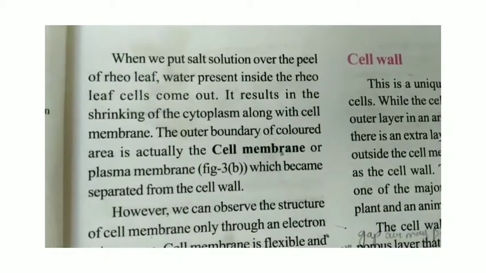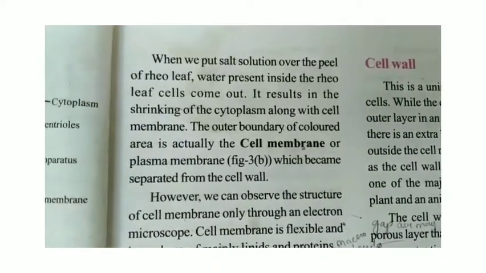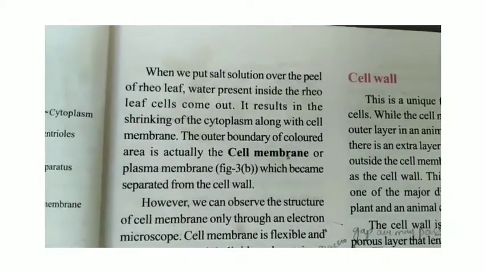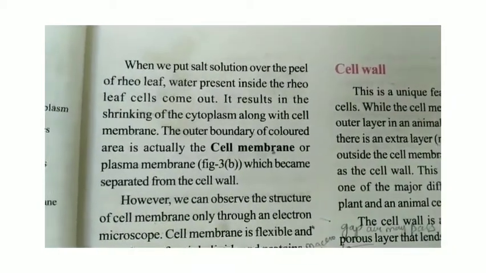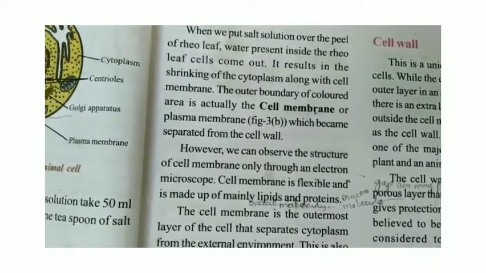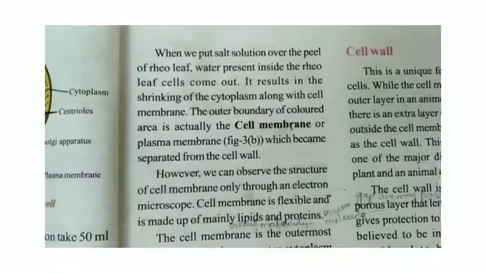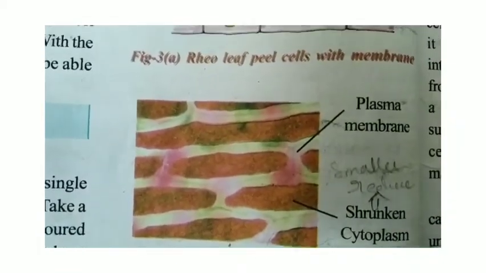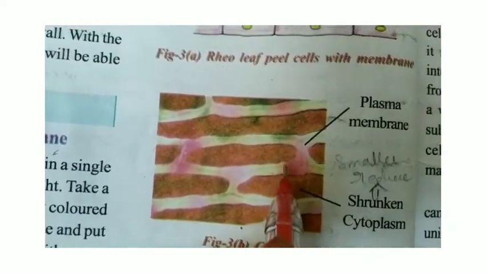When we put salt solution over the peel of rheolite, the water present inside the rheolite cells comes out. It results in the shrinking of the cytoplasm along with the cell membrane. The outer boundary of the colored area is actually the cell membrane or plasma membrane, which becomes separated from the cell wall. So you can see that after putting the salt solution over the peel, the water present inside the cell comes out, so the cytoplasm shrinks. This is the cytoplasm; it gets reduced. Shrink means getting smaller, and the cell membrane separates from the cell wall.